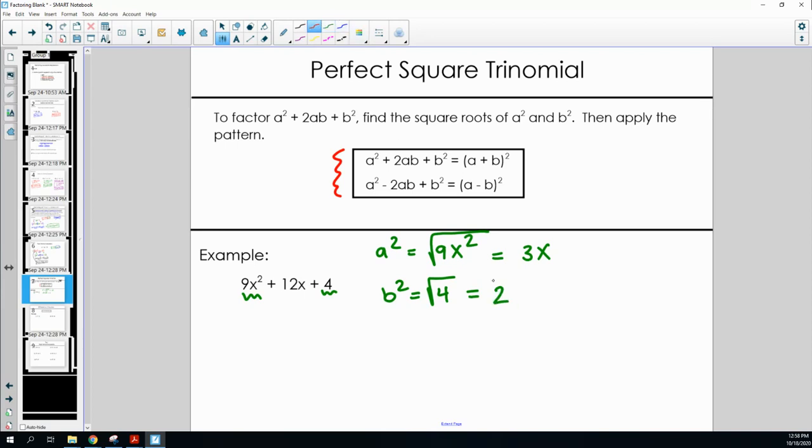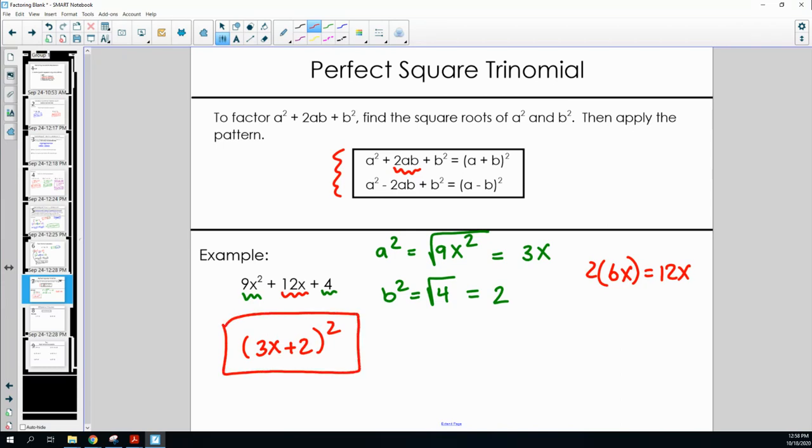If I take a and b and multiply them, so if I look at this middle piece here, it's 2ab. I take a, I take b, so 3x times 2 is 6x. If I multiply it by 2, so 2 times that, I would get 12x. Okay, and that's what I have in the middle here. So it matches this pattern. So without having to do any type of factoring where I'm looking for a times c and multiplies to that and adds to b, I can use this pattern and rewrite this as 3x plus 2, because that's my a plus b squared. So here would be my factored form.